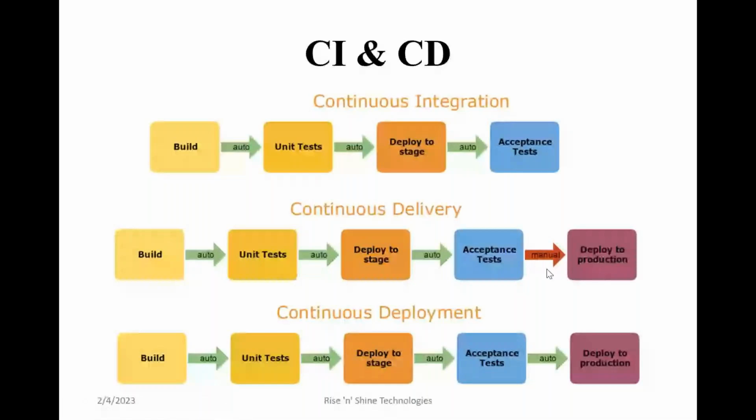Yeah, continuous integration is up to the staging environment. But from staging to production, if it is done with manual promotions, then we can say this is continuous delivery. But once integration is done in staging, if you are promoting to production with a completely automated approach, we can say it is continuous deployment.